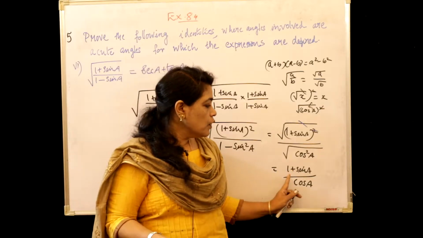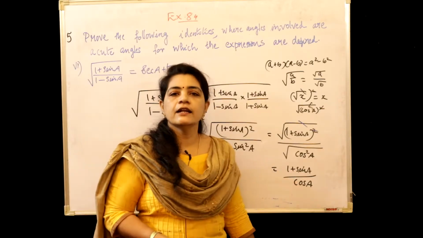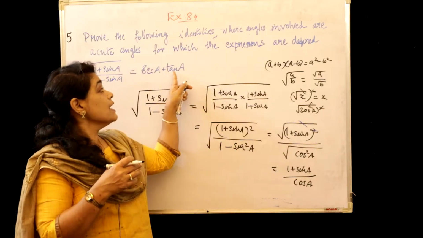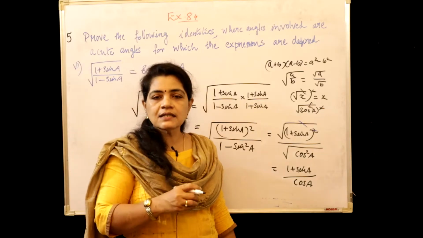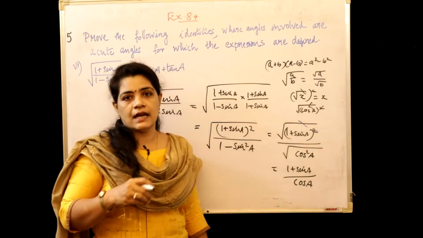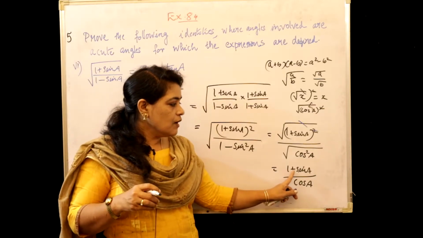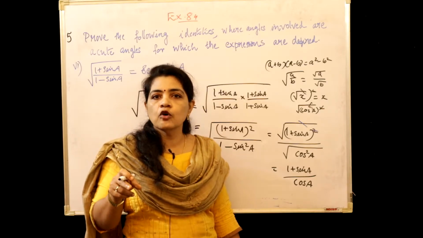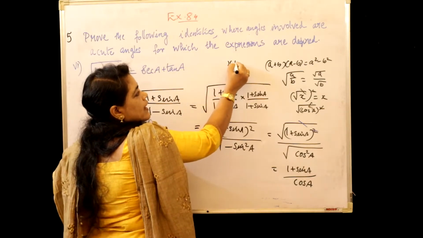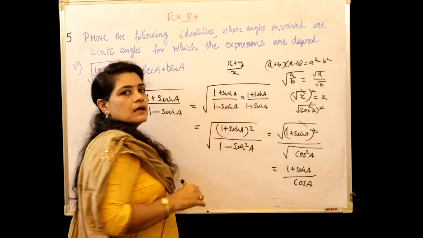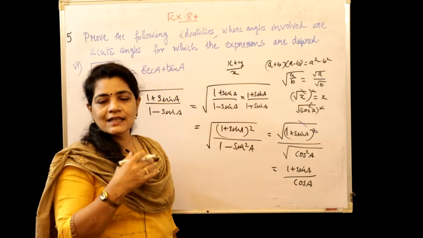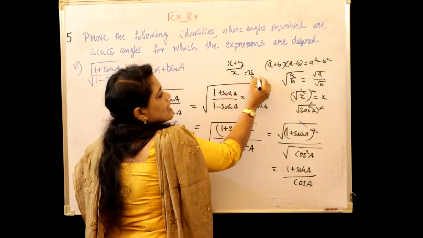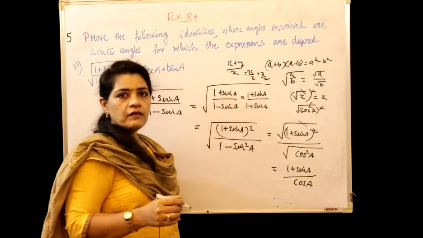So now we have 1 plus sin A divided by cos A. But see the RHS, sec A plus tan A. We should reach this from the LHS into sec A plus tan A. For that, here in 1 plus sin A, there are 2 terms in the numerator and only 1 term in the denominator. If we have x plus y divided by x, what can be done? We have to split the denominator to both the terms in the numerator. That means x by x plus y by x. We are doing it in this manner.